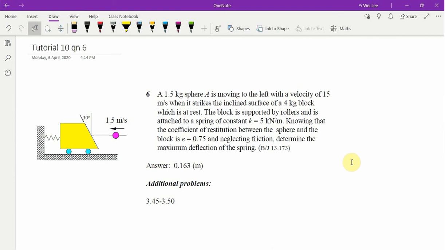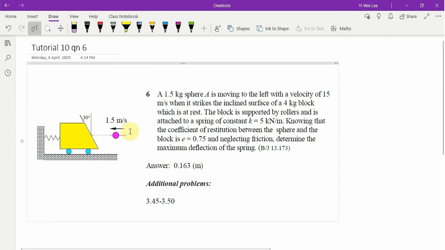In this case, a 1.5 kg sphere moves to the left with a velocity of 1.5 meters per second. I don't know, I think it should be 1.5. And it strikes the inclined surface of the 4 kg block, which is at rest. The block is supported by rollers and is attached to a spring of constant k equals 5 kN per meter. Knowing that the coefficient of restitution is 0.75, ignoring friction, determine the maximum deflection.